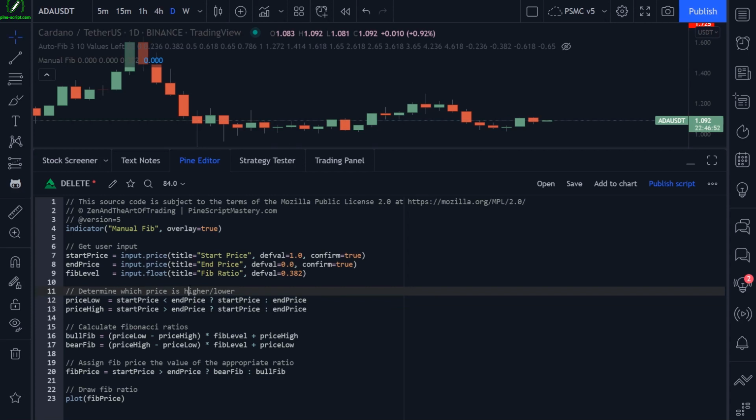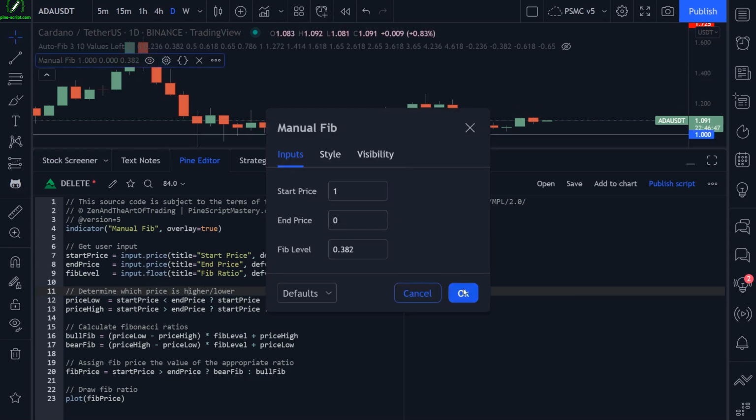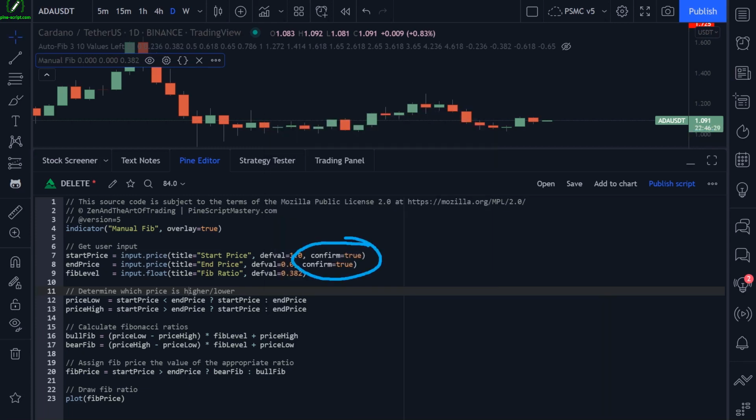For this particular script, we are keeping things really simple. We actually just have two inputs here that we can modify, and the formulas here will calculate the bullish Fibonacci and bearish Fibonacci between these two price points. I've also made them confirm parameters, so if I remove the script and add it back to my chart, we can actually just click to select the prices we want to analyze.